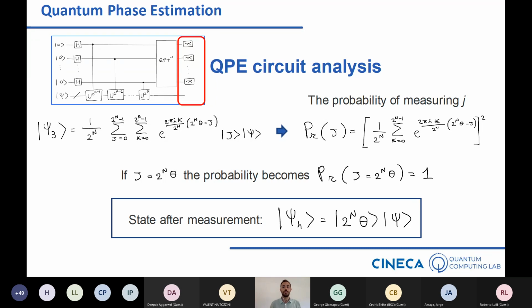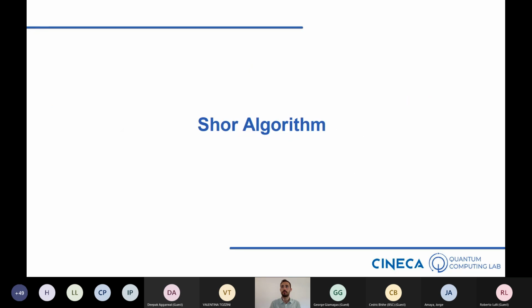Okay, well, maybe okay, now it's more clear. However, let me go on with the Shor algorithm.